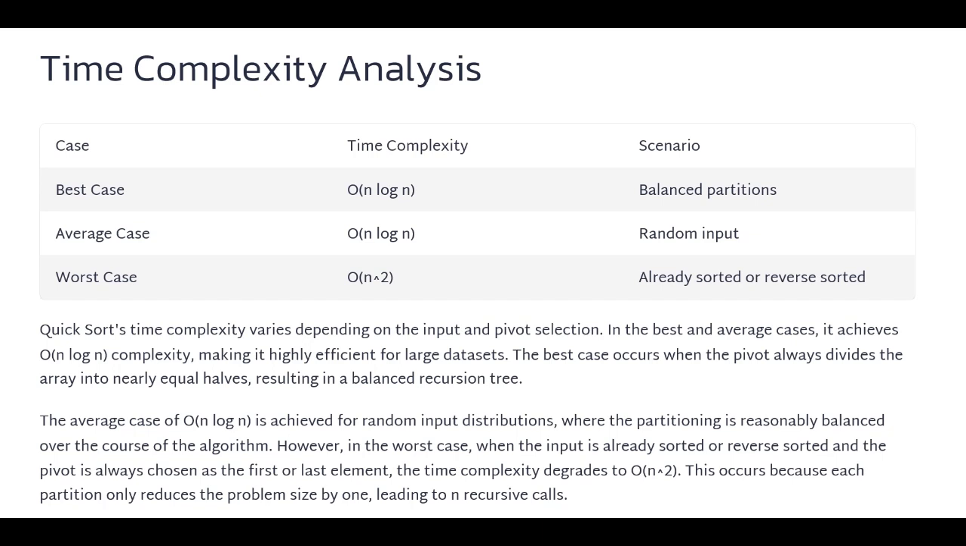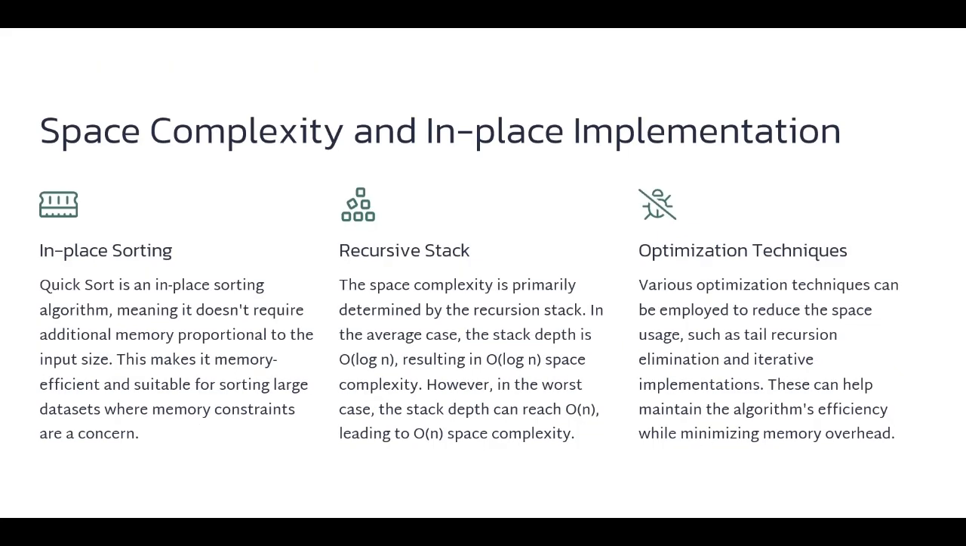Space complexity and in-place implementation. In-place sorting. Quicksort is an in-place sorting algorithm, meaning it doesn't require additional memory proportional to the input size. This makes it memory efficient and suitable for sorting large datasets where memory constraints are a concern.